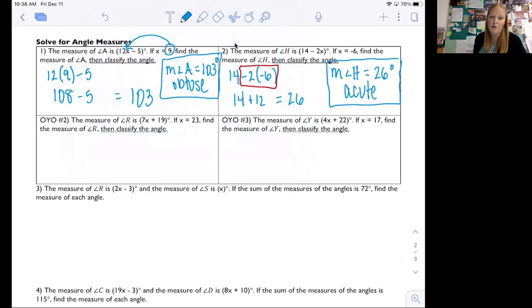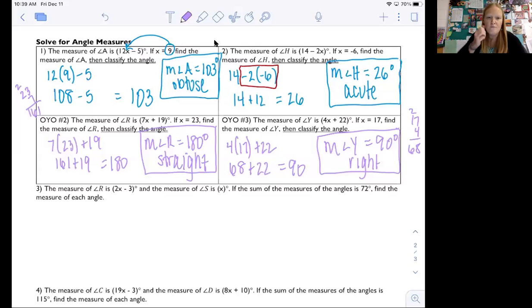Okay, so take a minute, hit pause, and try 2 more on your own. Okay, so for on your own number 2, I got that the measure of angle R was 180 degrees. And yes, you need to have the M, the angle measure, and the degrees, and that's a straight angle. For number 3, the measure of angle Y was 90 degrees, and that's a right angle.